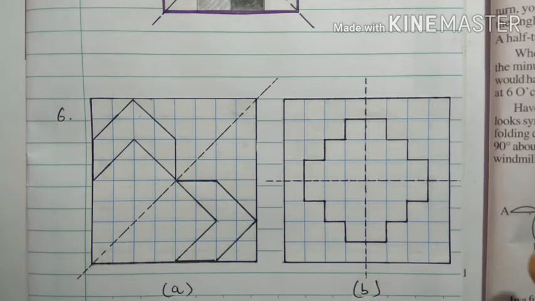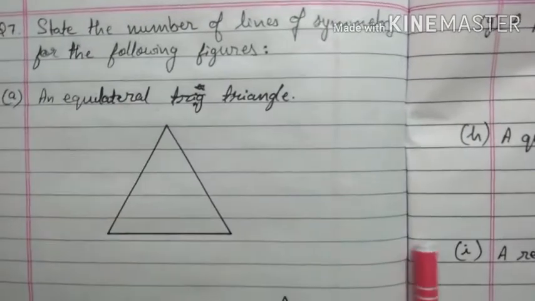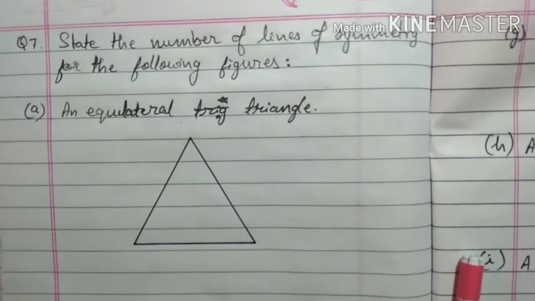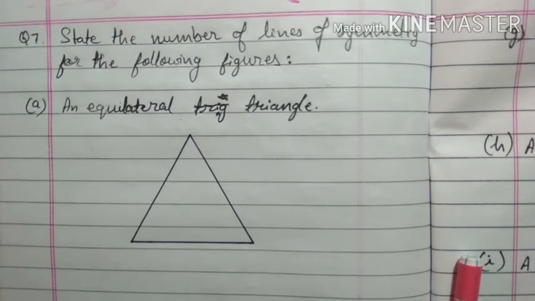So come to the next question, question number 7. In question number 7, those which are circled you have to do on your own, and the rest of the questions I am going to explain. The 7th question asks: state the number of lines of symmetry for the following figures. So we have to tell how many lines of symmetry are in the given figures.